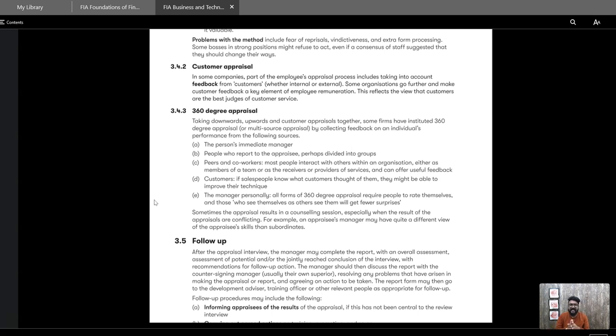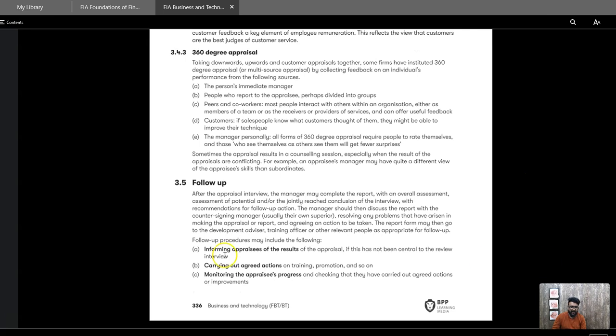So 360-degree appraisal is where they are taking the appraisal from everyone. That is like 360, the persons associated with the company, everyone like suppliers, customers, employees, managers, top level management, etc. Everyone is included in the 360-degree appraisal. What is follow-up? Let's see what is follow-up.